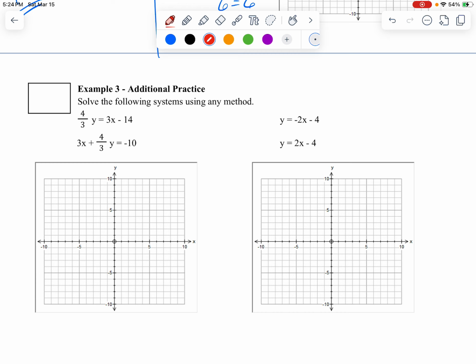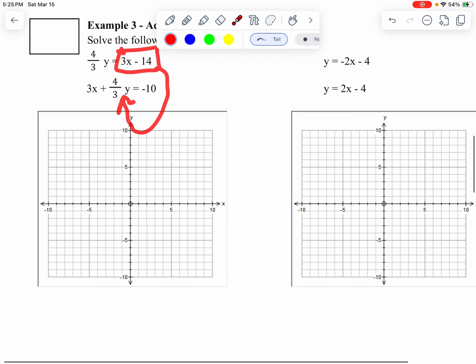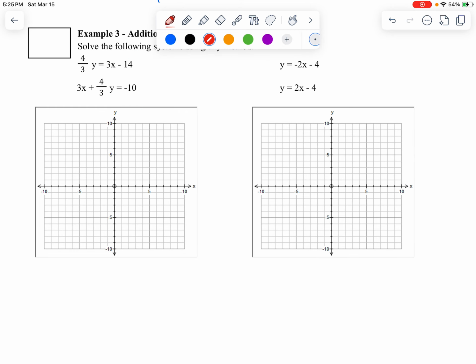In this first one, what I see when I look at this right away, besides fractions, which are ugly and we don't like, I've got 4/3 y equals something. But then in this other equation, I've got that same ugly 4/3 y. So I would probably substitute. I would take this and substitute it for that 4/3 y, because I know 4/3 y is 3x minus 14. So let's do that.